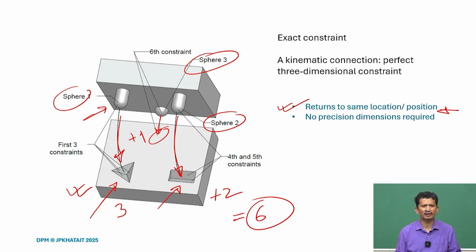Even if the tolerances in the parts, in making the holes, are not well defined, or if there is an error, the repeatability will still be ensured. The accuracy, yes, we have to see and we may have to adjust later. So, that is the point we want to make here: if it is exactly constrained, the repeatability is ensured and no precision dimensions are required.